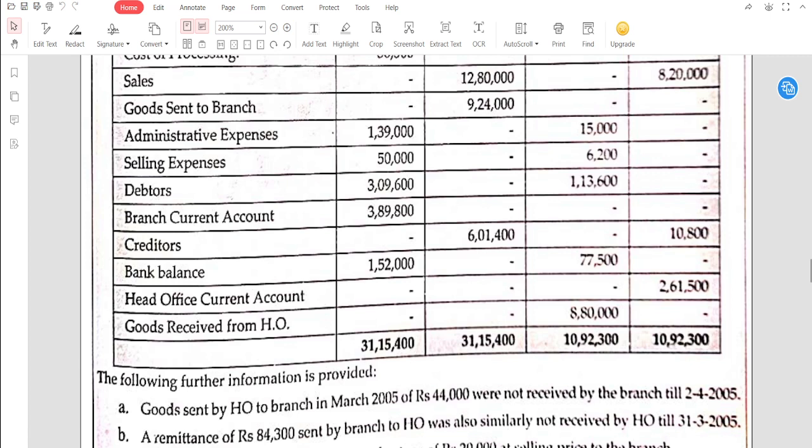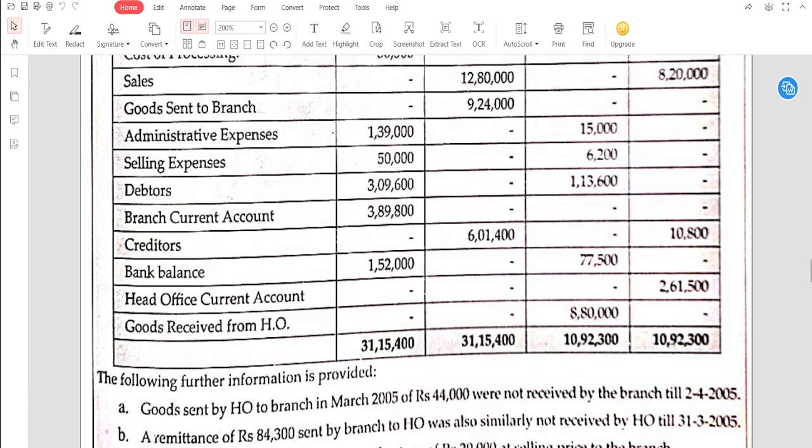Now इसके बाद जो भी है, Head Office current account is showing 2,61,500. Perfect है, ठीक है. Head Office current account is showing 2,61,500 and goods received from HO, that is what I've done. Now we have certain branch current account balance, how much? 3,89,500. Okay, branch current account में बैलेंस दिख रहा है 3,89,500 and the HO current account is showing branch का balance 2,61,500. So there is a mismatch, there is a huge mismatch. Okay, we are going to disclose this.